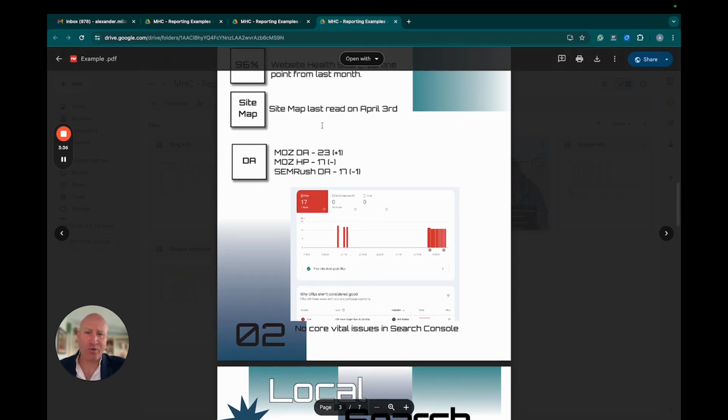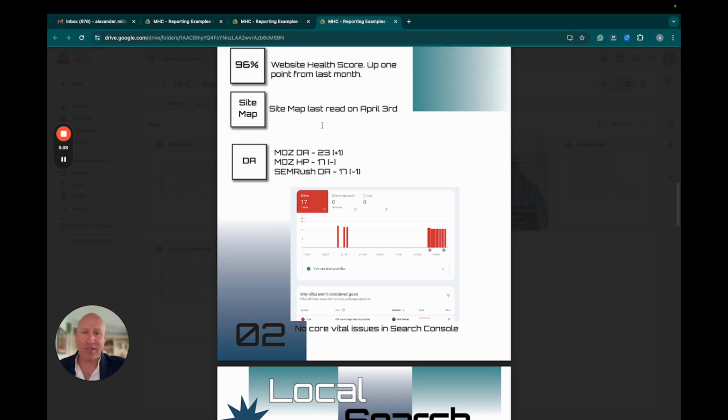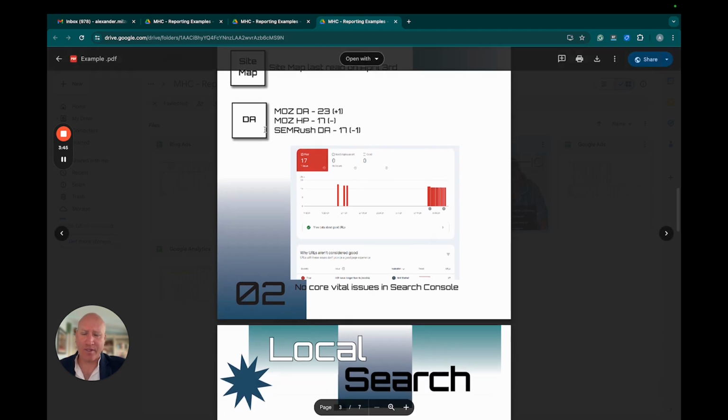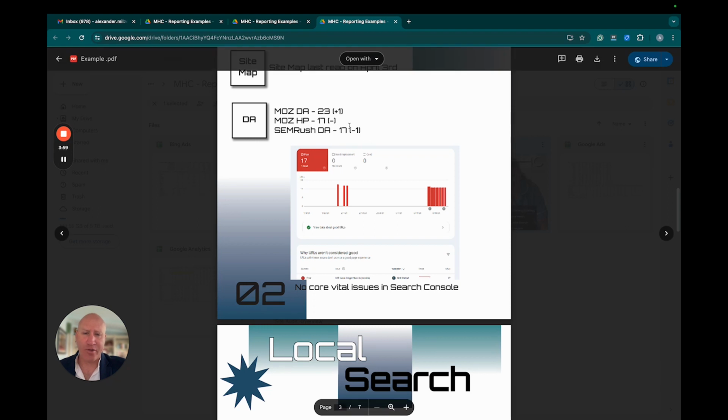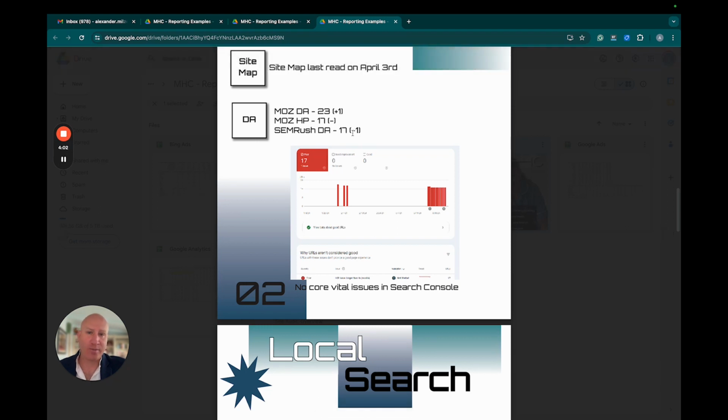Sitemap last read by Google on April 3rd. So that's looking into Search Console and seeing that your sitemap was in fact read. We want to make sure that that's being read at least once a week. The domain authority score for this specific company is a 23 on Moz. It raised up by 1 point, indicated by this +1. The homepage authority was a 17, stayed the same. On SEMrush, the domain authority was a 17 and dropped a point. So this is just evaluating your domain authority score, which is directly tied into how Google views your site.